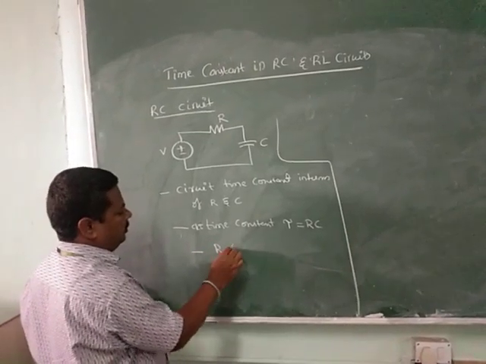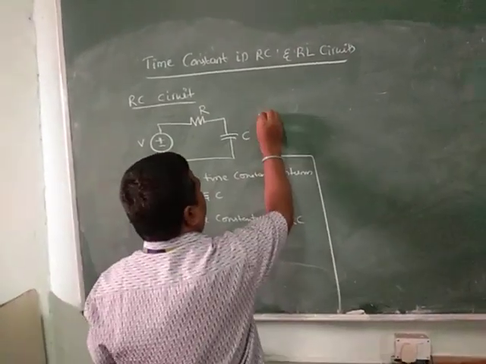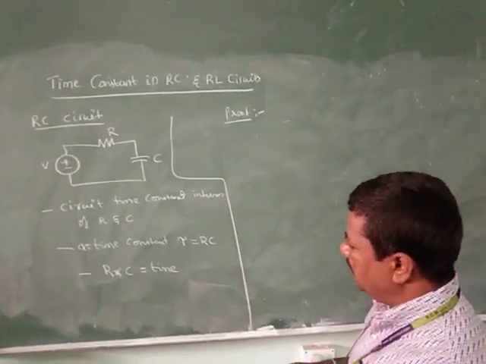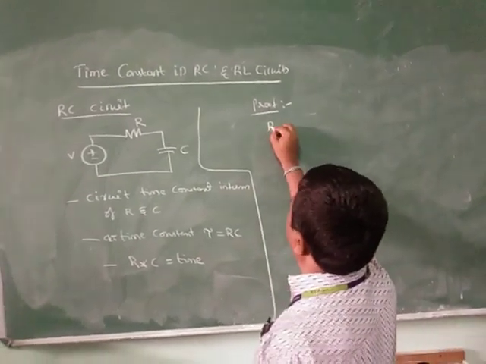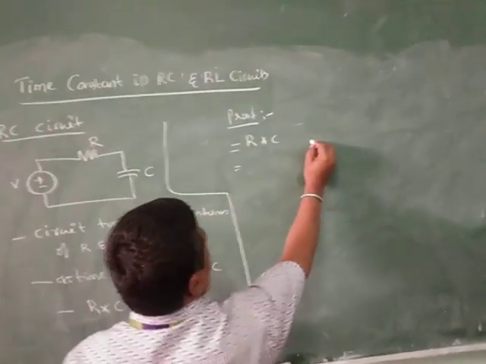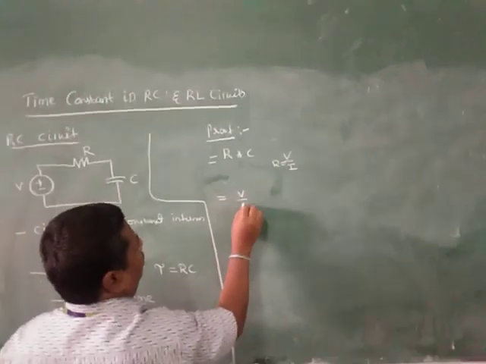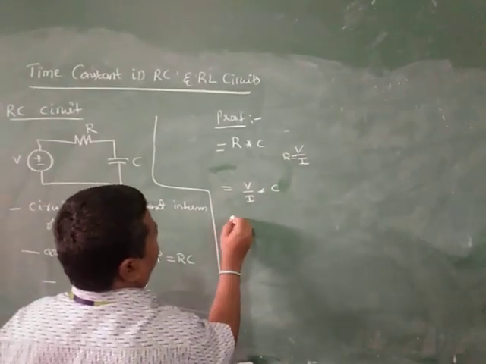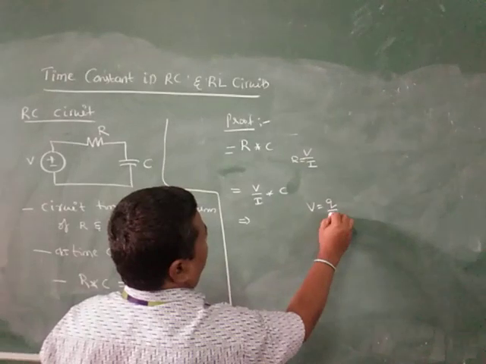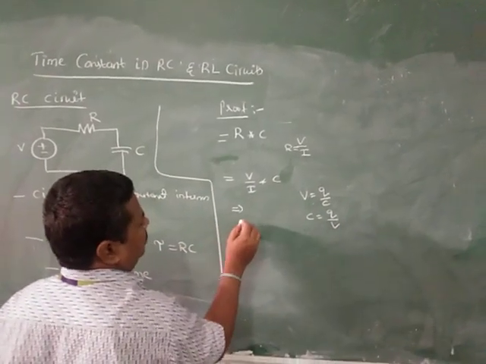That means the product of R into C is equal to time. To prove that, a simple mechanism, proof: RC is equal to time. So R into C, that is equal to, okay, R is equal to V by I. Then substitute here, that is equal to V by I into C. Again, we already know that in a capacitor V is equal to Q by C. From that, C is equal to Q by V. Now substitute the condition.